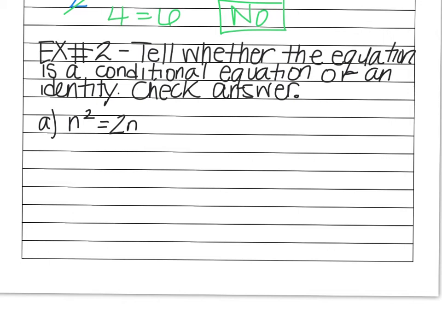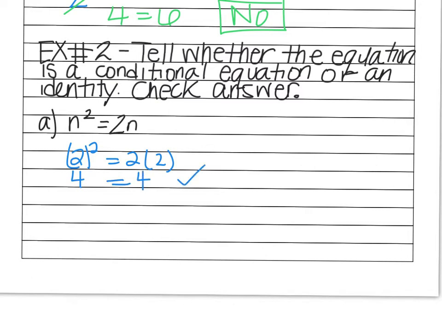Example number 2. Tell whether the equation is conditional or identity, and then it wants you to check your answer. So, looking here, it wants to know if I plug something in here, will I get a conditional answer or is it an identity? Well, here's how I do it. I like to plug in some possibilities. Let's say n is 2. So I'm plugging in 2 for n. 2 times 2 is 4. 2 times 2 is 4.